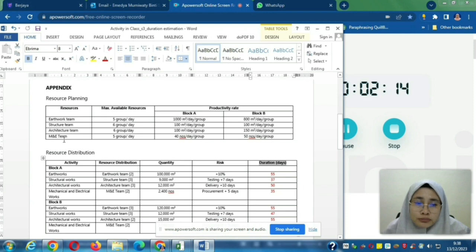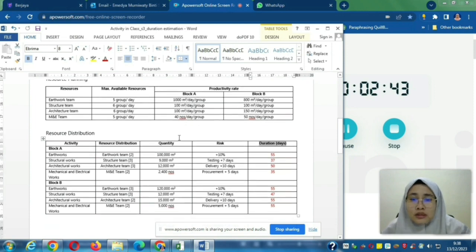And finally, for the mechanical and electrical team, there will be 5 groups that can work on site each day. The productivity rate for each group is about 14 number of installations for block A and 50 number of installations for block B. So this is the given resource groups or manpower and also their productivity rate on site.